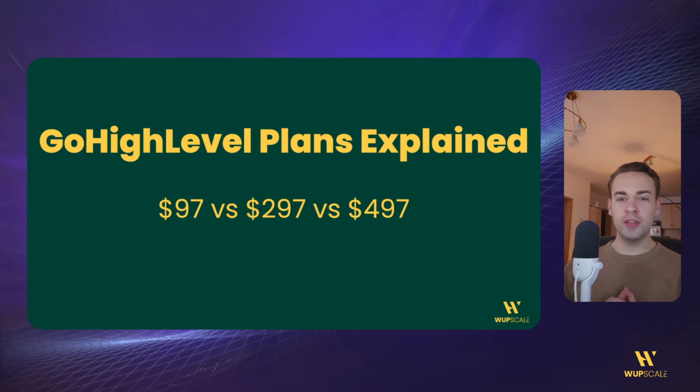So GoHighLevel is one of my favorite all-in-one marketing tools that I use to manage my automations, host my website, create funnels and websites for my customers. There are three main plans with HighLevel: a 97, a 297 and a 497 plan. In this video we are going to go over all the plans, all the benefits, and then we'll also discuss which one you should pick as a total beginner.